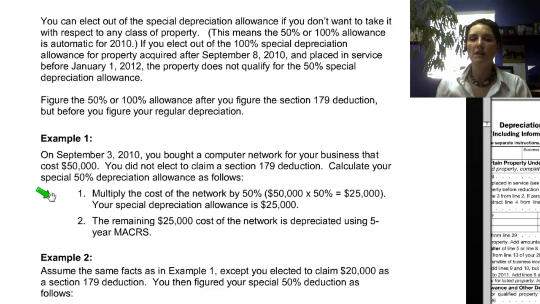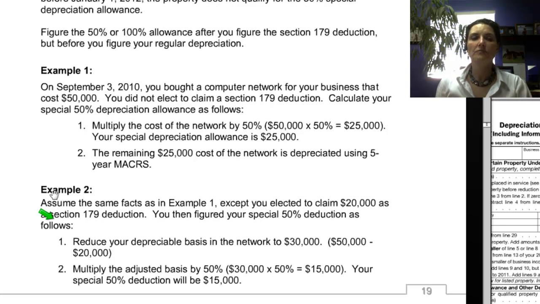Multiply the cost of the network by 50%. So $50,000 times 50% is $25,000. Your special depreciation allowance is $25,000. Your remaining $25,000 cost of the network is depreciated using 5-year MACRS.